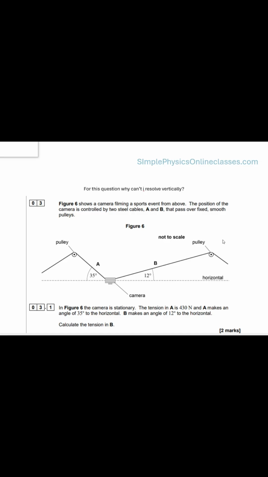Hello, Mustafa. So this is AQA AS Paper 2 2020, question 3. So you put here, for this question, why can't I resolve vertically? Okay, so let's have a look at the question then.